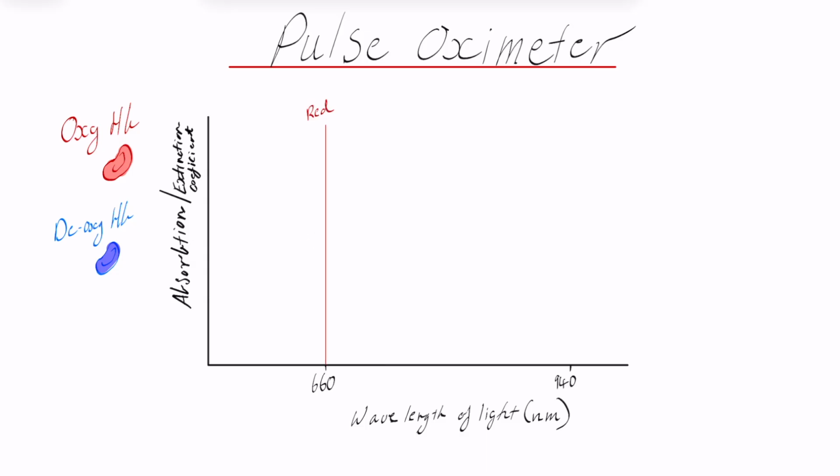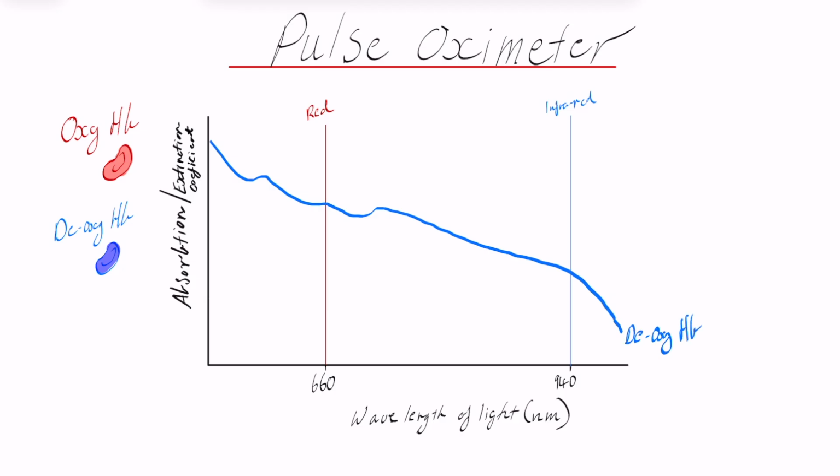So the two wavelengths that are used, 660 nanometers, which is in the red light spectrum here on the left on this graph. And this deoxyhemoglobin absorbs more of this wavelength of light because deoxyhemoglobin is a blue color, so it absorbs more red.